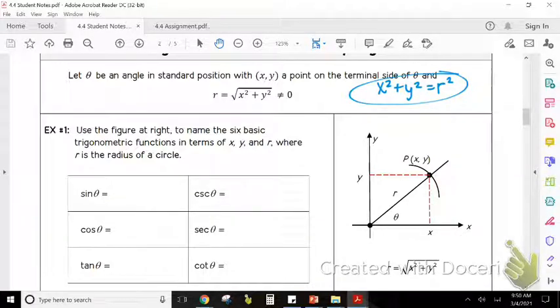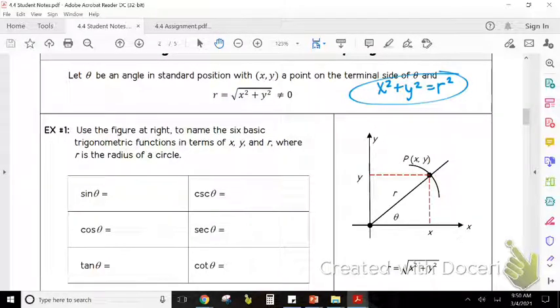So remember SOHCAHTOA, where we talked about sine. We talked about the 6 trig functions in terms of opposite, adjacent, and hypotenuse. Well, we're going to do the same thing here. But remember, we're going to change it using what we know on this triangle. So let's look at the triangle.